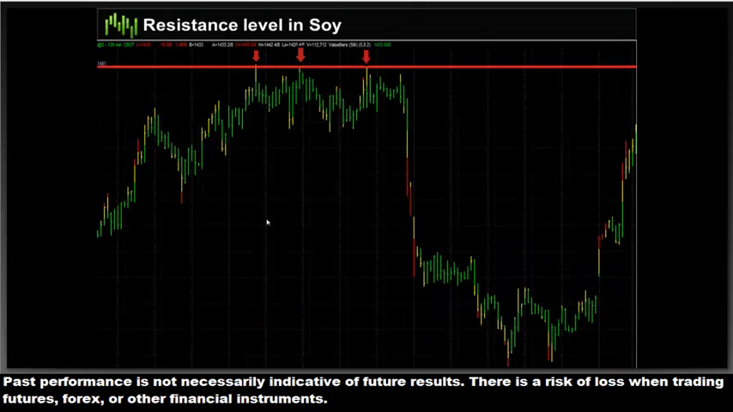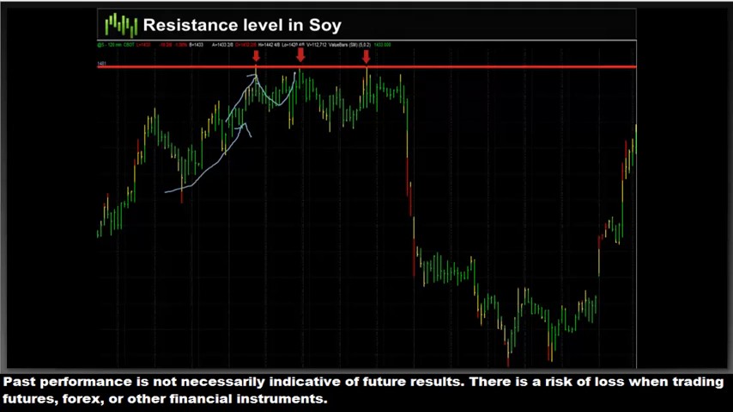Now, oppositely, as prices are moving up, buyers, in this case, are overpowering sellers, or there are more of them, up to the point of resistance. At this resistance level, sellers start to come in greater numbers or with greater aggressiveness and begin to sell the commodity. In this chart, it is soy. So you see, as sellers come in, it stops prices right at the resistance level.